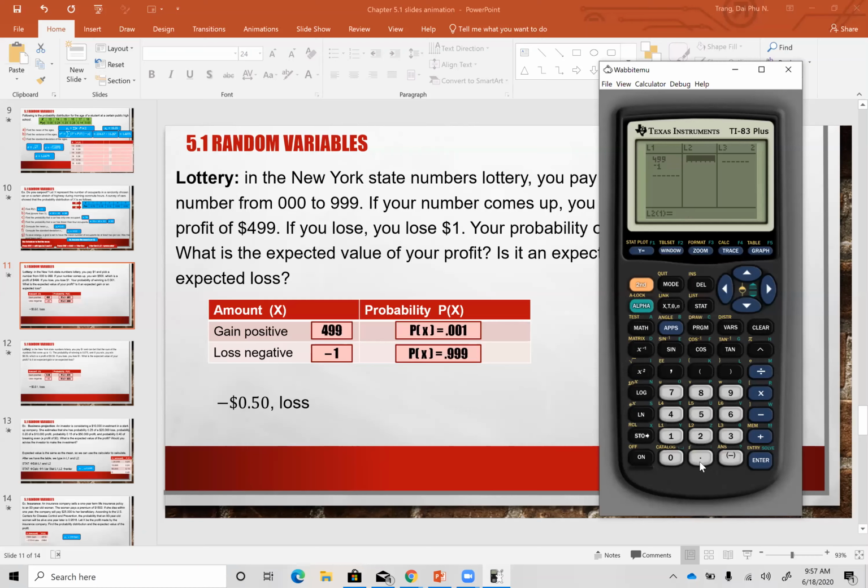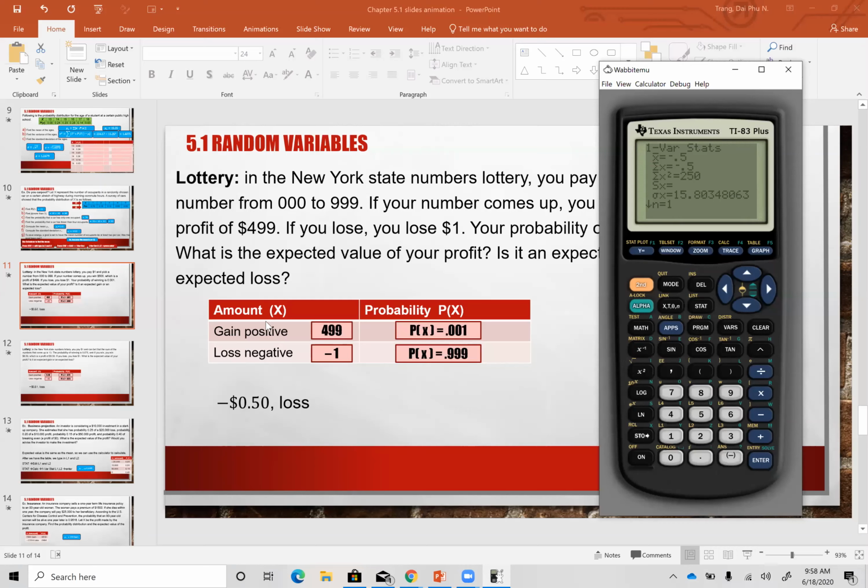And this will give me 0.001 and 0.999. So again, those are the two pieces of information I have: the amount I win, the amount I lose, the probability I win, the probability I lose. Then I go to calculate, and for this one I need to hit, let me clear it. If I go in, I have to hit L1, comma, L2. Hopefully, this is the third time we're doing this, and you guys see that all of this is very redundant. And yes, it's very redundant.